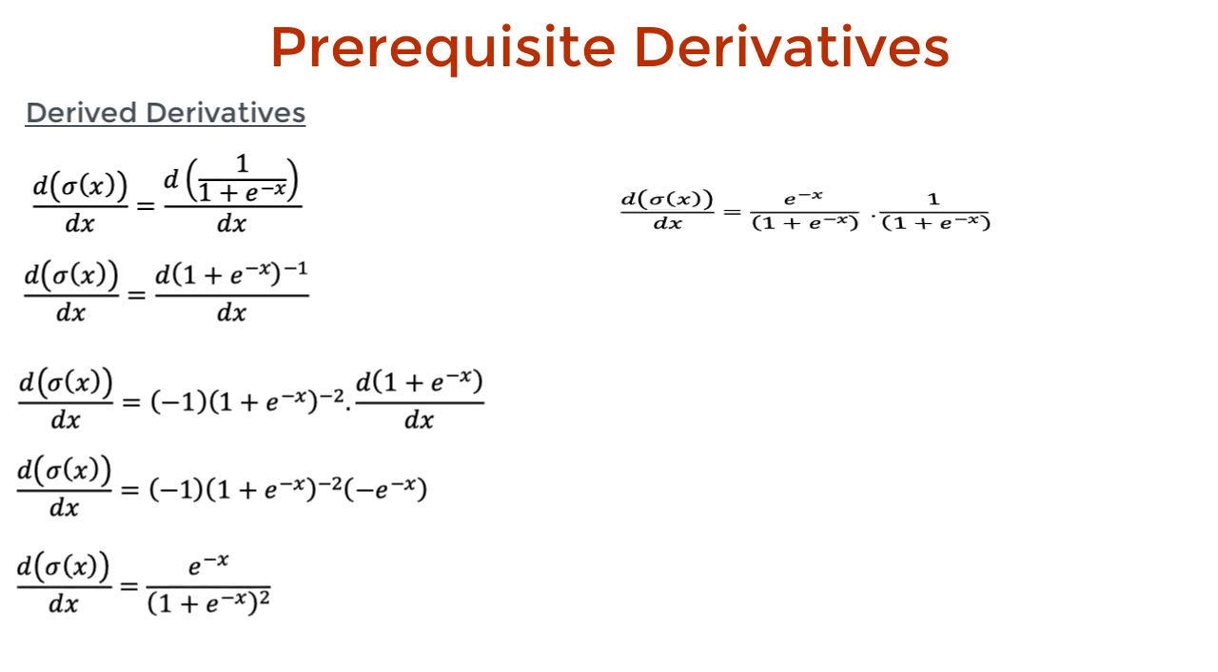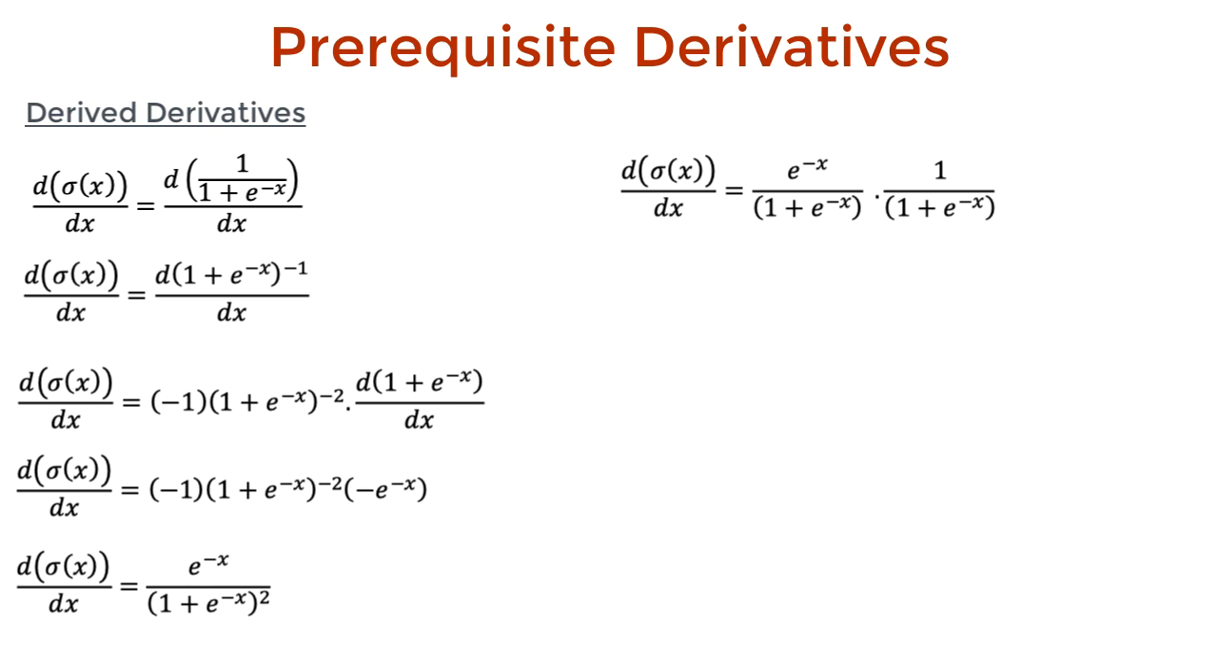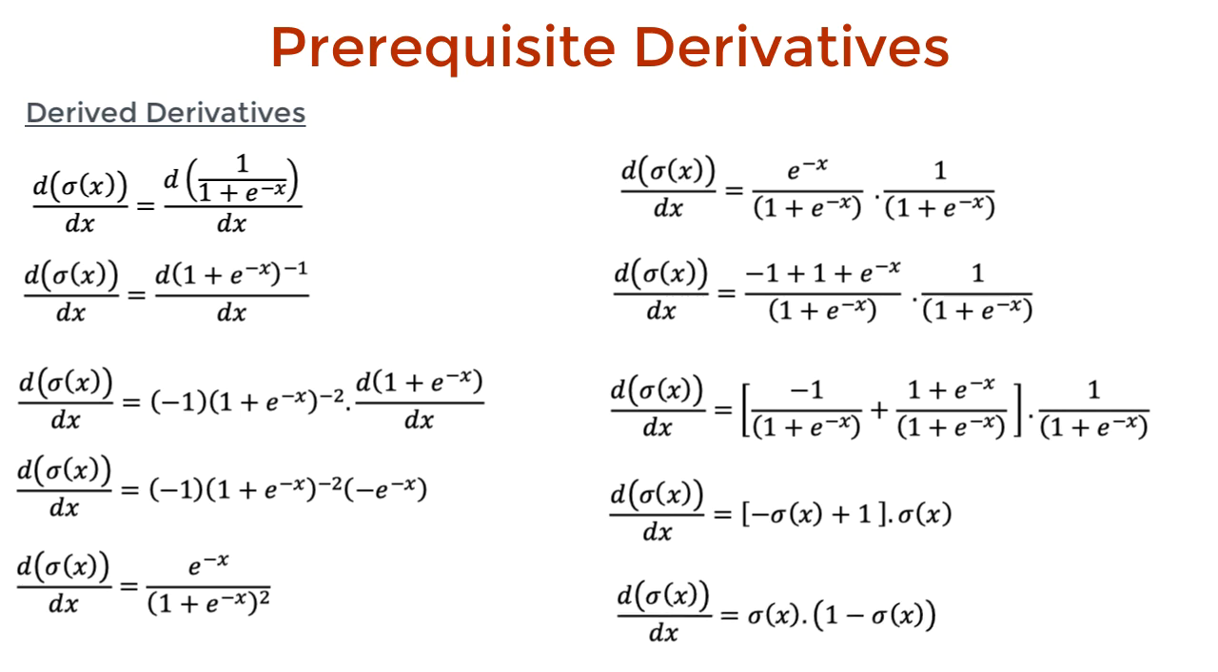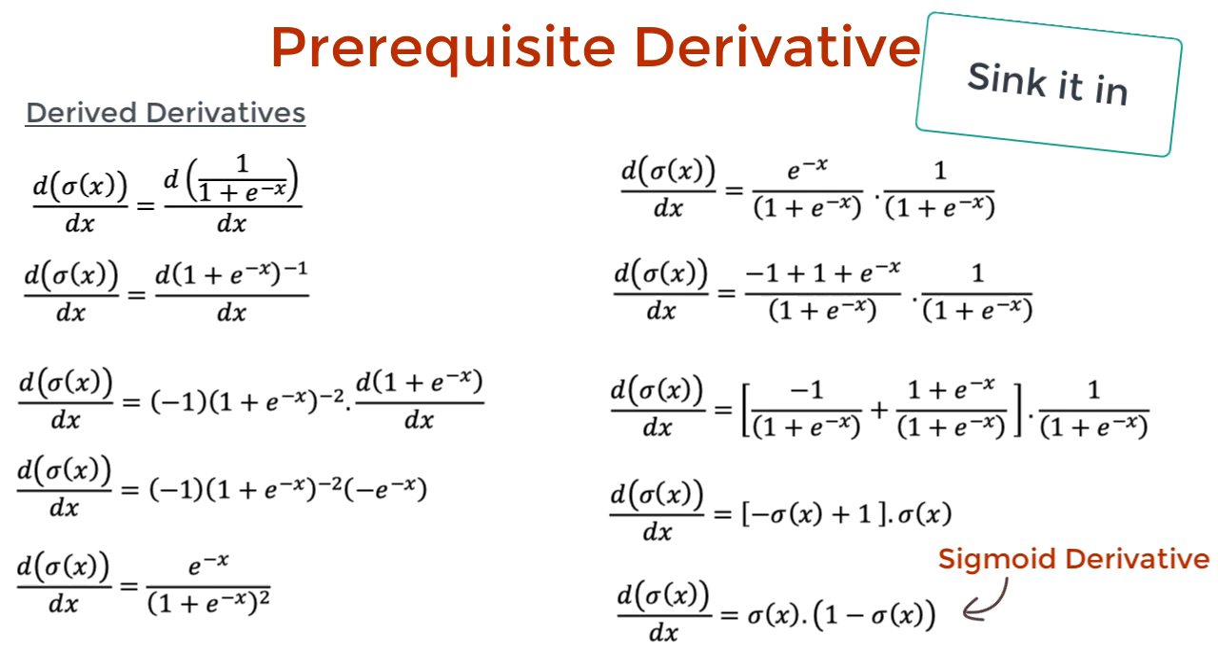We split the denominator into 2 parts, add and subtract 1 from the numerator part of the first term, split this up into 2 terms, and notice how some of these terms can be written in the form of the sigmoid function. We then end up with a nice little compact form for the sigmoid derivative. Let's call it that, the sigmoid derivative.